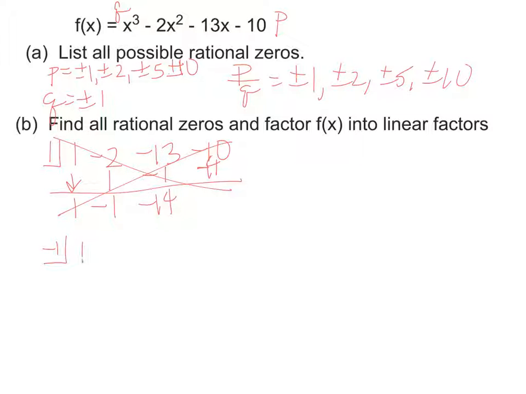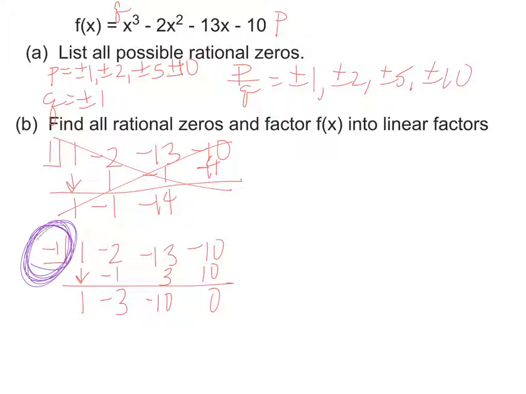So I now have 1, negative 2, negative 13, and negative 10 still. Drop down that 1. Negative 1 times 1 is negative 1. So I have negative 3. So then that's going to give me a positive 3. And that'll be negative 10, positive 10, and a 0. Negative 1 is the key. Which is cool because now we have this as our coefficients of x squared minus 3x minus 10.